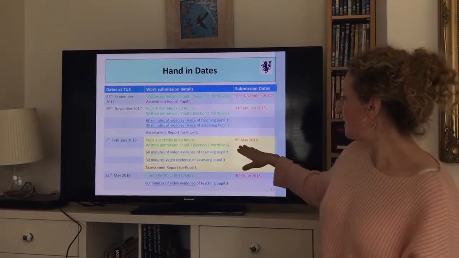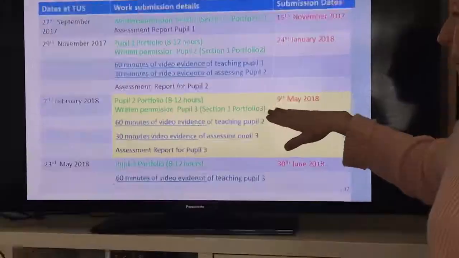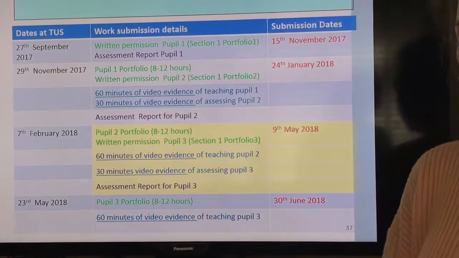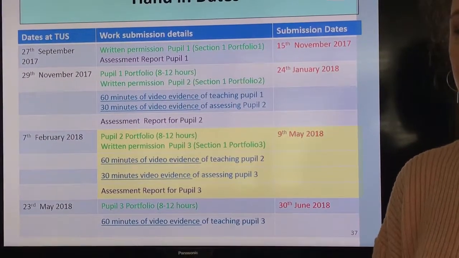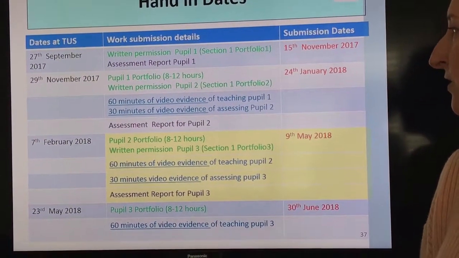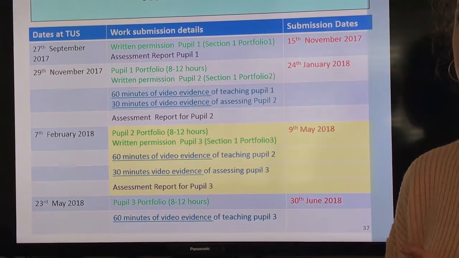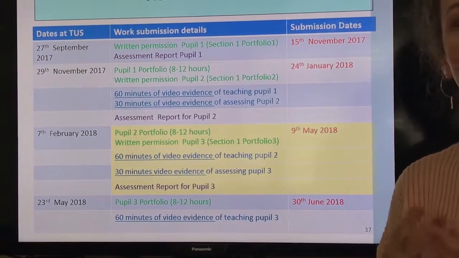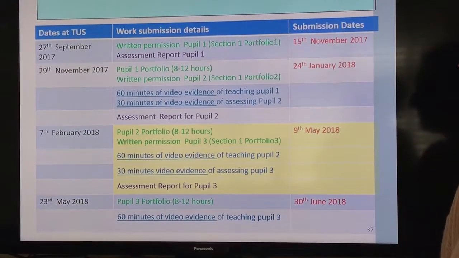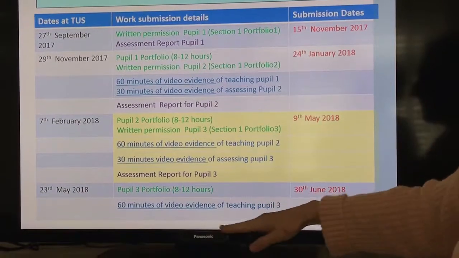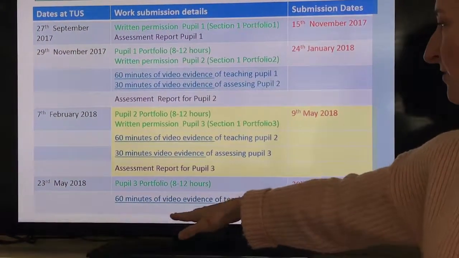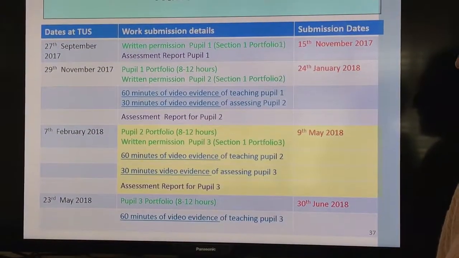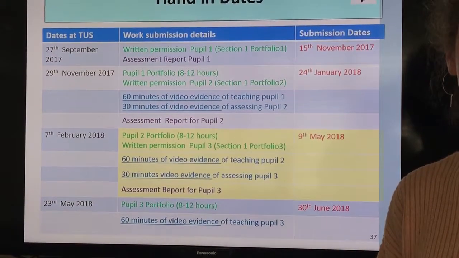So your next hand-in date's the 9th of May. By that time, hopefully you will have done all your portfolios for pupil 1 and 2 and all your assessments for pupils 1, 2 and 3. And we'll have got all your assessment videos in and most of your videoing of teaching. After the 9th of May, you've just got the pupil 3 portfolio to do and a little more evidence of teaching to do for that child. And again, any problems with that, just let us know.